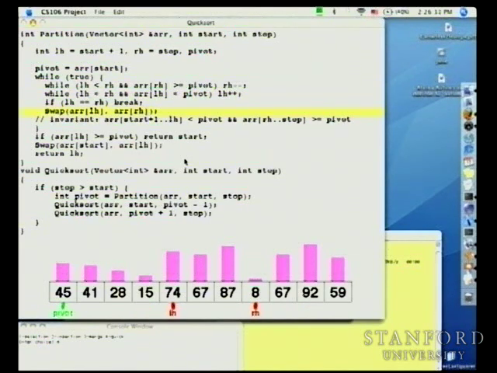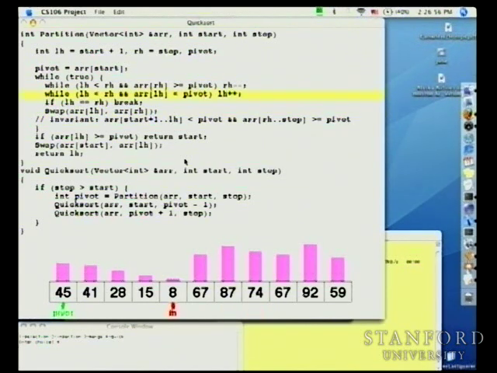Left moves over to find that 74, we swap again. And then as we just keep doing this until they cross. And once they've crossed, then we know that everything the left scanned over is less than the pivot, everything the right scanned over was greater than, and at that point we have divided it. Everything that's small is in the left side of the vector, everything that's large is in the right side.